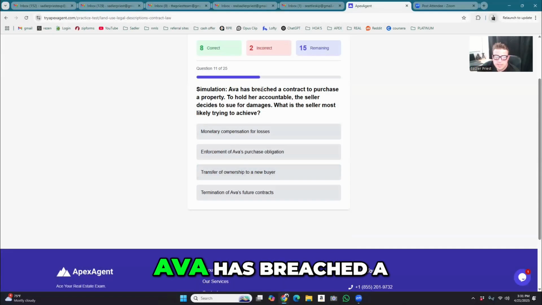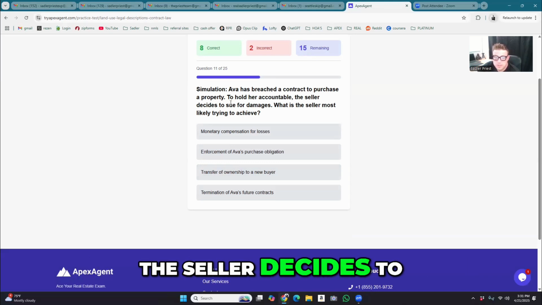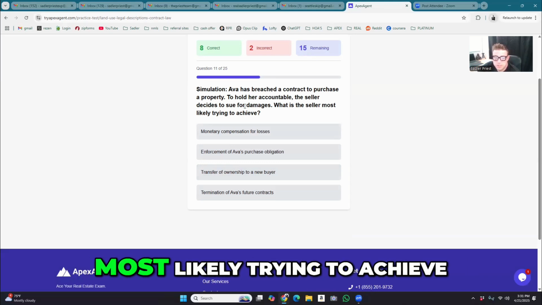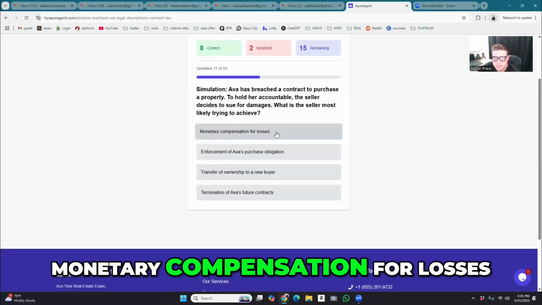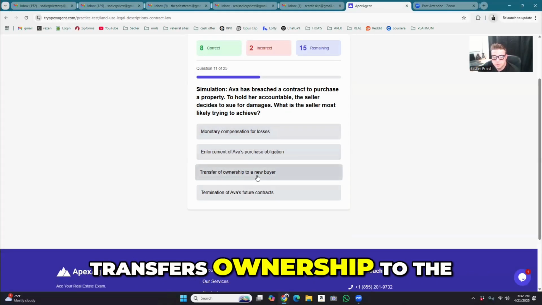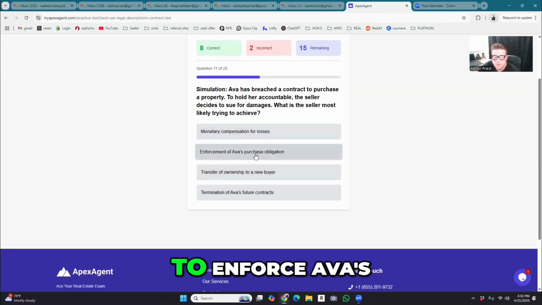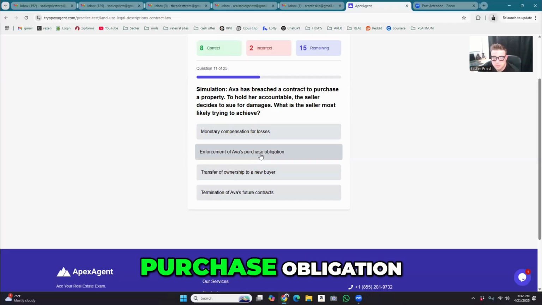So, simulation. Ava has breached a contract to purchase a property. To hold her accountable, the seller decides to sue for damages. What is the seller most likely trying to achieve? Monetary compensation for losses, enforcement of Ava's purchase obligation, transfers ownership to the new buyer, termination of Ava's future contracts. I think she's trying to enforce Ava's purchase obligation.